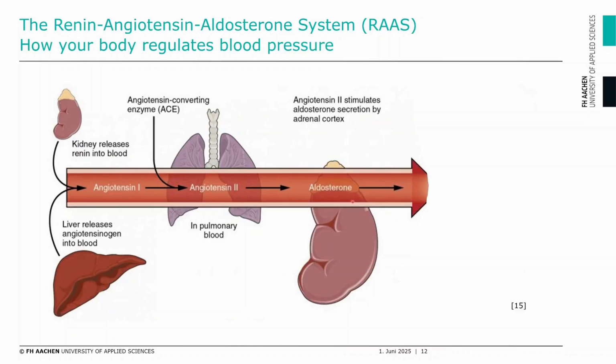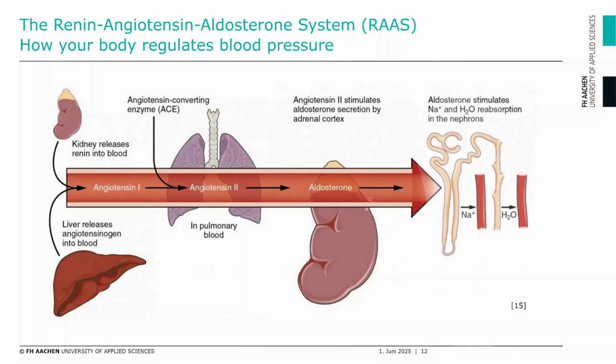Aldosterone then tells the kidneys to keep more salt and water in the body instead of getting rid of it through urine. This increases the amount of fluid in your blood, which helps raise your blood pressure back to normal. In simple terms, this system helps the body stay balanced by adjusting how much water and salt we keep or lose, especially important when you are dehydrated or have low blood pressure.